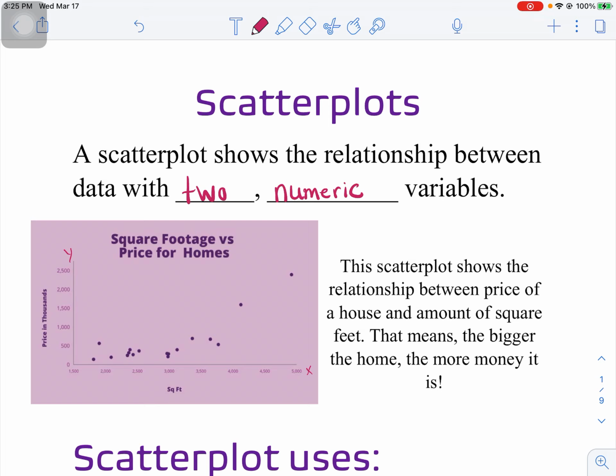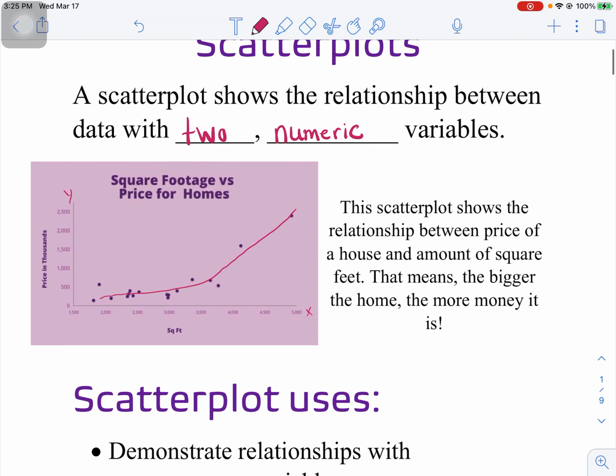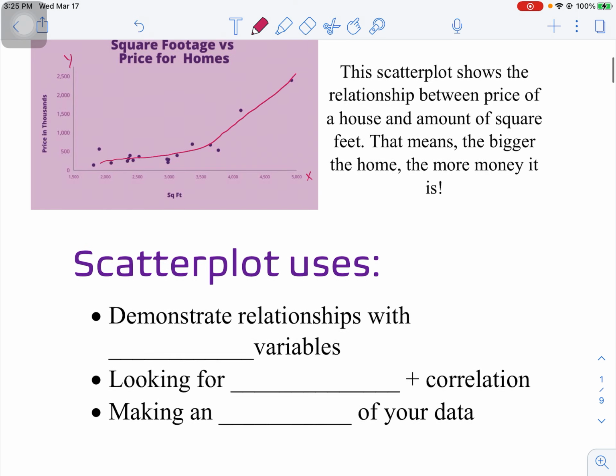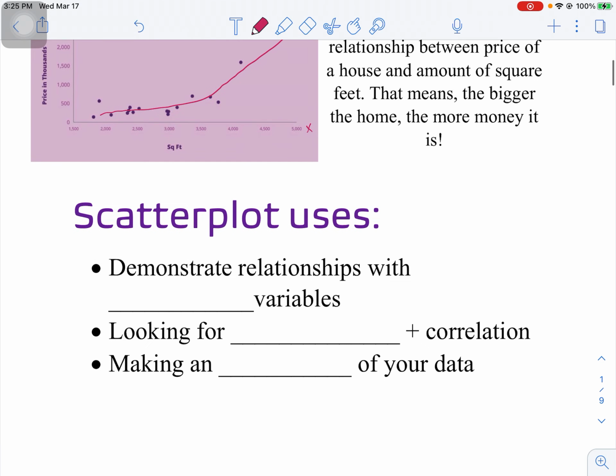And this particular one shows the relationship between the price of a house and the amount of square feet that it has. So as we can see, a trend happens here and it goes up: the bigger the home is, the more money it costs, which makes sense. So we use scatter plots to help show trends and to predict what will happen if that trend continues in a relationship.